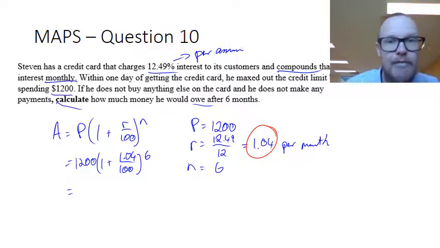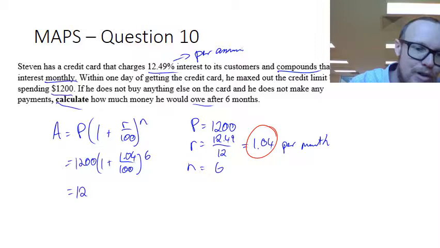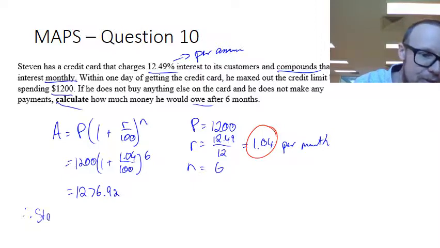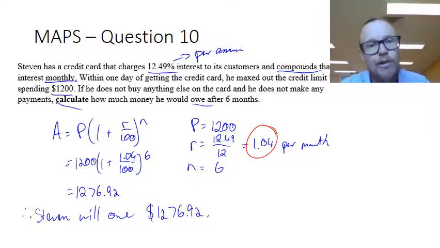If you put that in and leave it as the value that you've got, you get that A is equal to $1,276.92. Okay, so we can say, therefore, Stephen will owe $1,276.92. Now it's that whole amount that he'll owe.